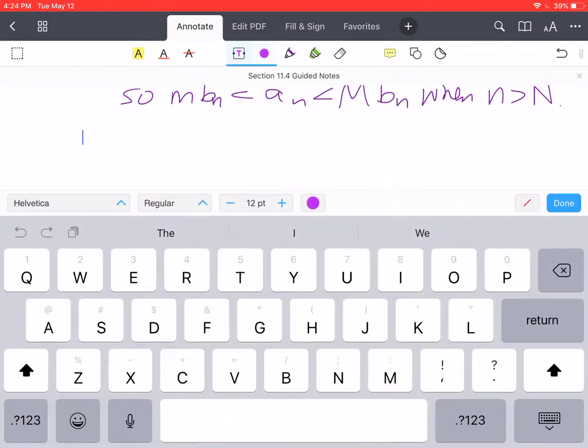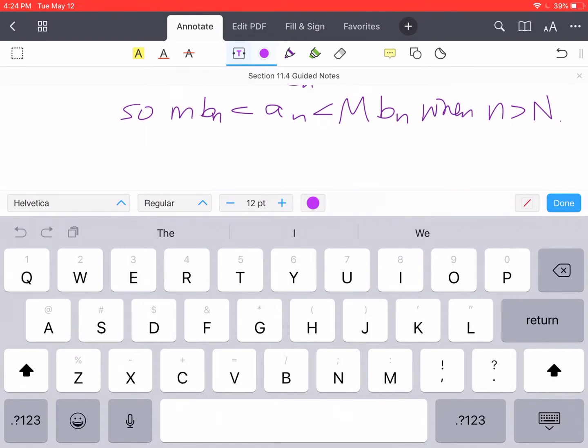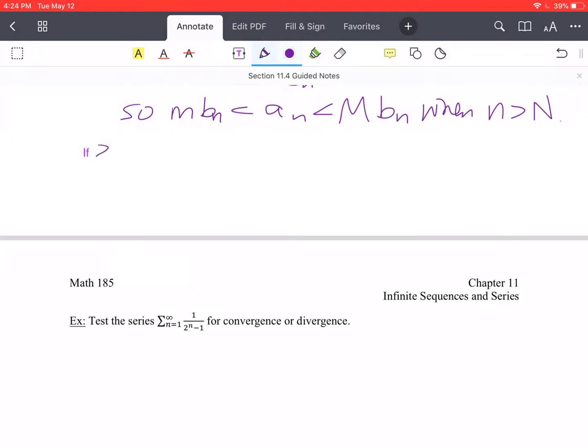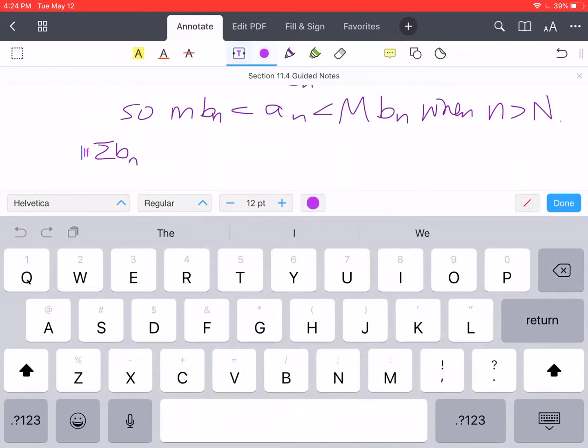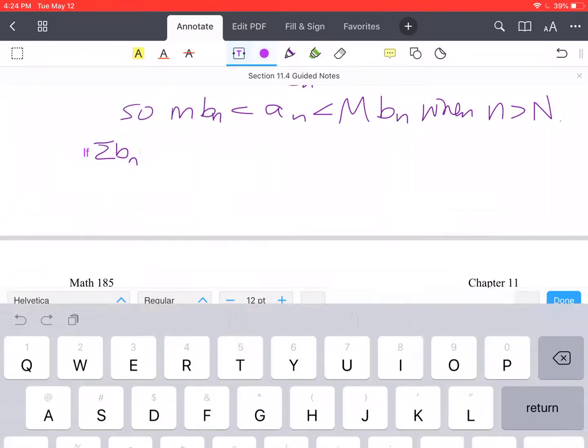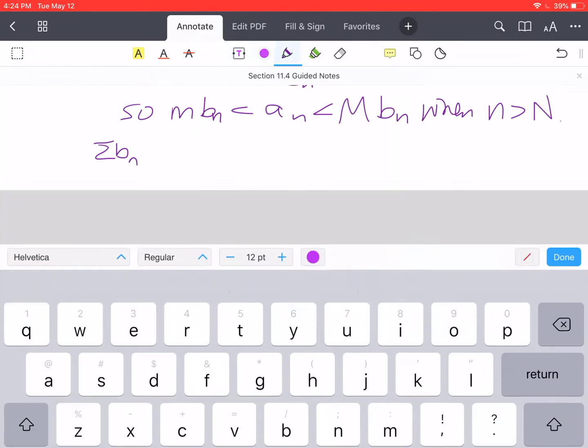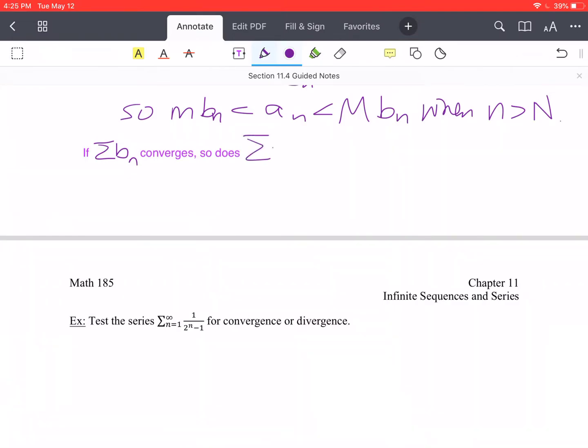So what is this telling us? Well, this tells us if the series b sub n converges, so does the series big M times b sub n.